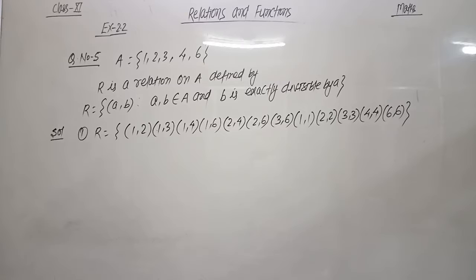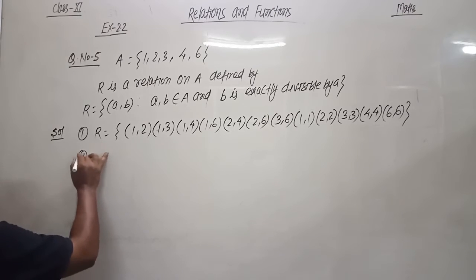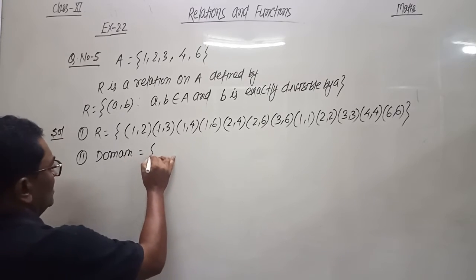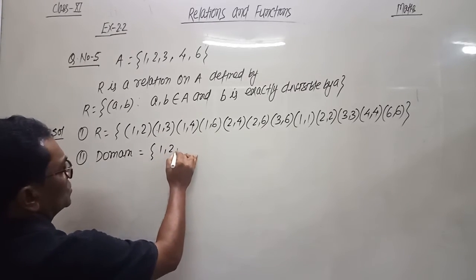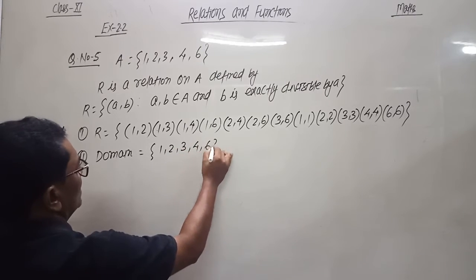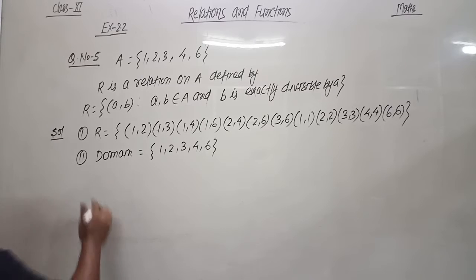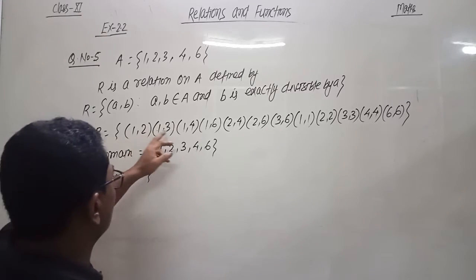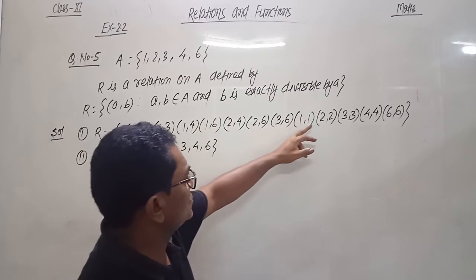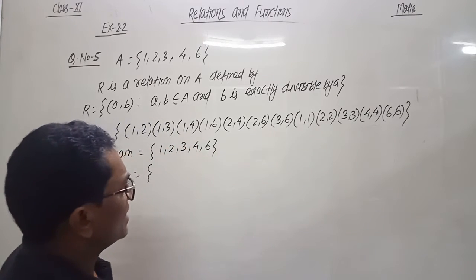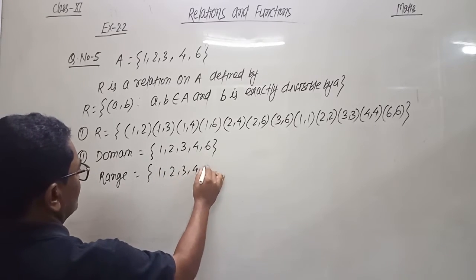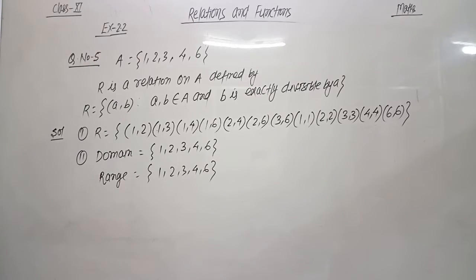Then second part, we have to find the domain and range. Domain is the first element of the ordered pair of the relation. So the first elements are 1, 2, 3, 4 and 6. 1, 2, 3, 4, 6 is the domain, and then we have to write the range. The second element is the range: 2, 3, 4, 6, and 1 is also there. So the range is 1, 2, 3, 4 and 6. So range and domain both are the same.